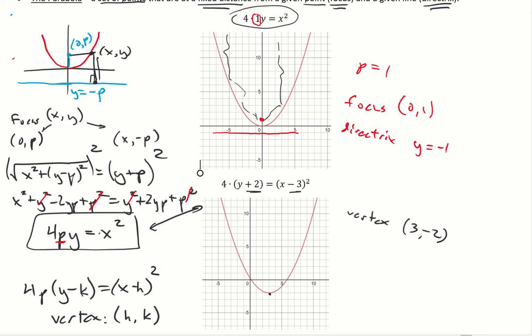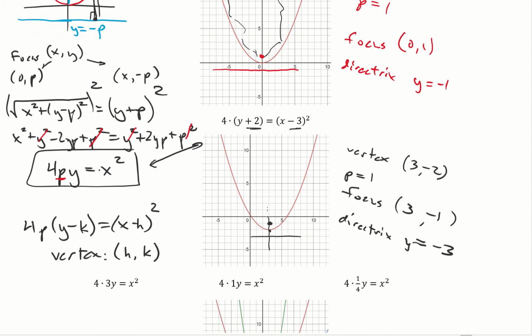We still play the same game. We notice that p is equal to 1, and so along this axis of symmetry, we go up 1, and there's our focus. You'd have to read from your graph and say, it looks like it's (3, negative 1). And then the directrix is y equals, what is that guy? Y is down here. So it's y equals negative 3.